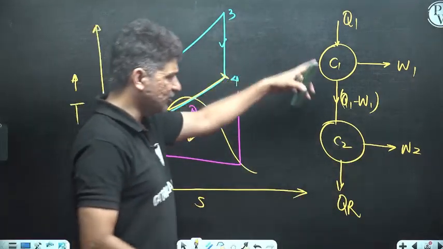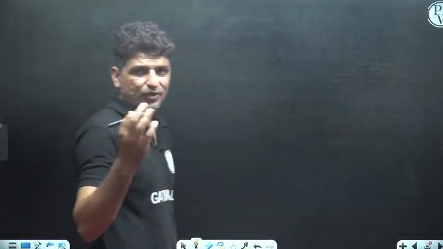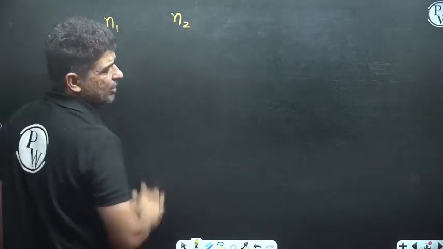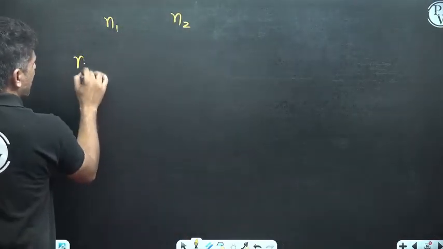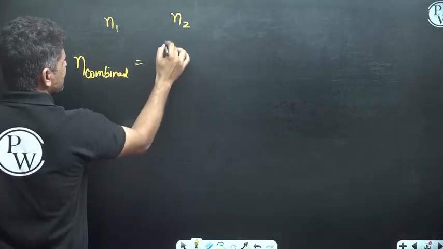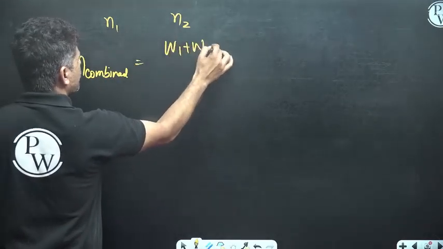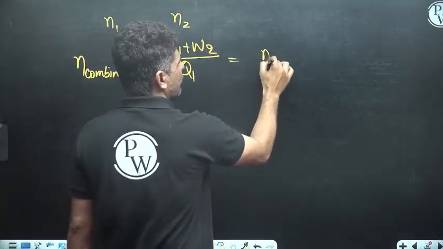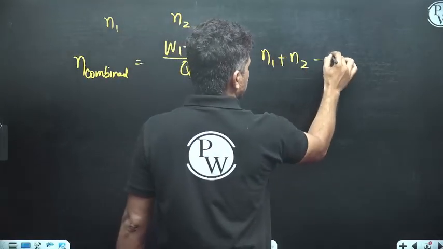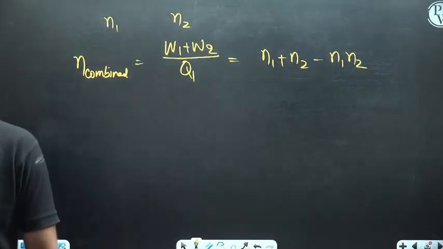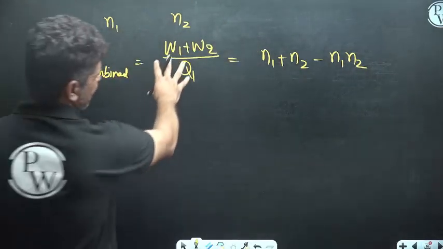Okay, so in case of this process, if the efficiency of cycle 1 is efficiency 1 and the efficiency of cycle 2 is efficiency 2, then the efficiency of the combined cycle is equal to W1 plus W2 divided by Q1. That will be equal to efficiency 1 plus efficiency 2 minus efficiency 1 times efficiency 2. Okay, so you can derive this result.